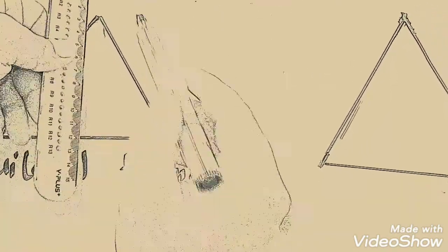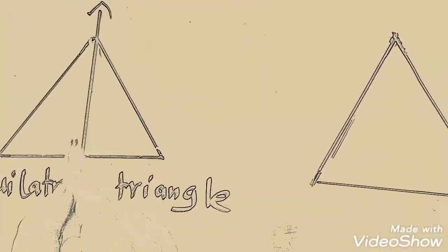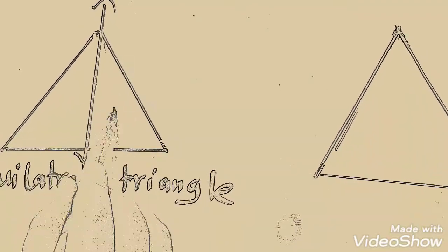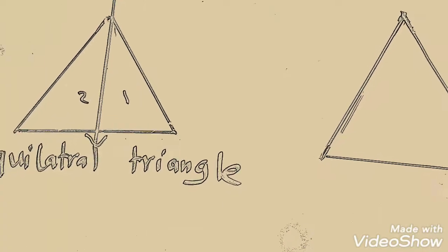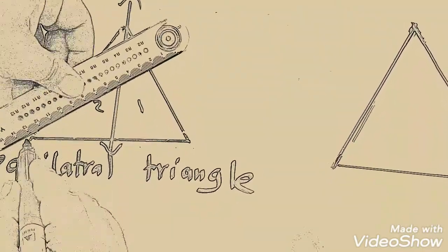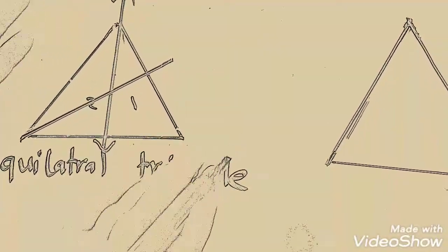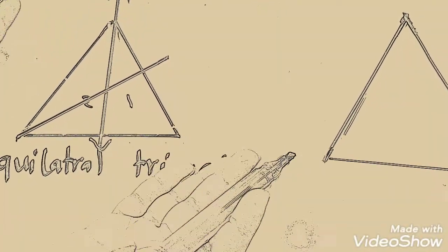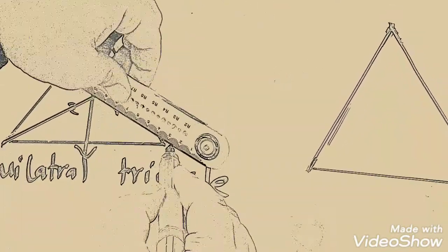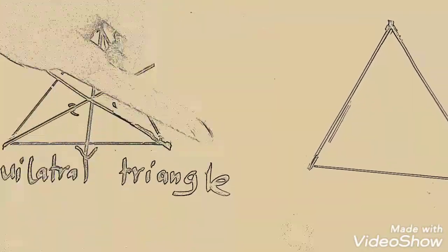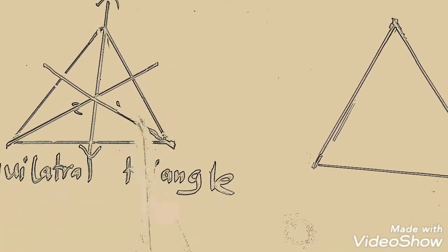Number 1, this line divided the figure into congruent parts that match exactly. If I folded it, they match exactly. Number 2, this line is a line of symmetry because I folded it into congruent parts that match exactly. Number 3. Equilateral triangle has 3 lines of symmetry.